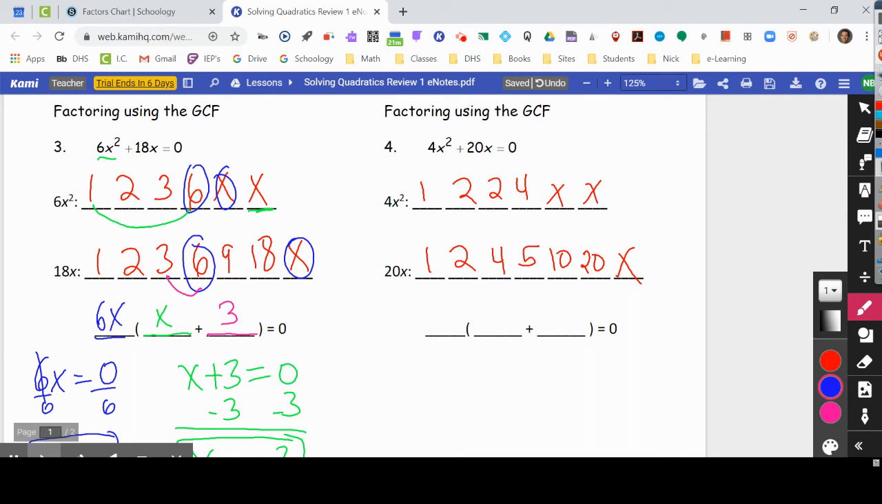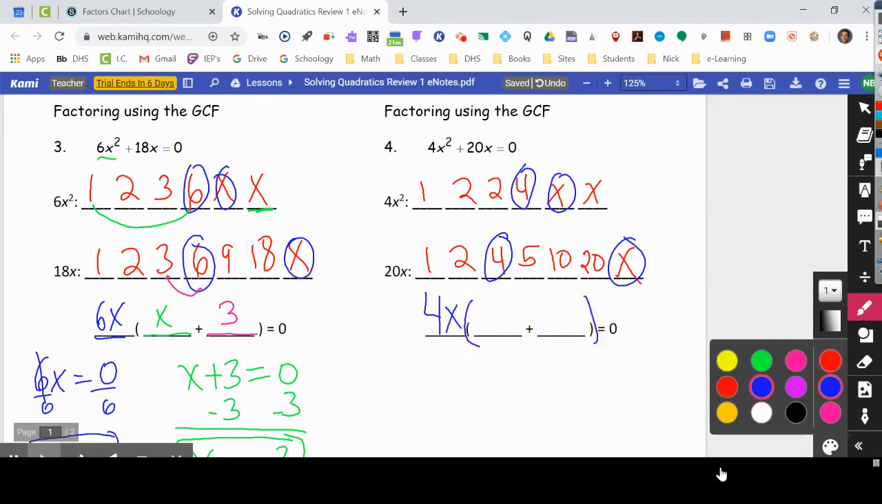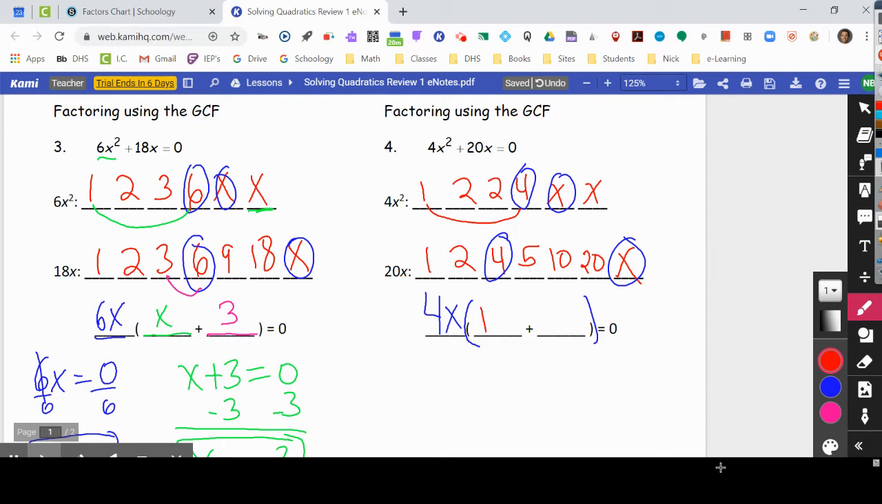Now I'm ready to find my GCF, or greatest common factor. It looks like there's a 4 in common, and it also looks like I have an x in common. So my GCF is going to be 4x. Now I'm ready to finish factoring this. So 4x times what gets me back to 4x squared? Well, 4 times 1 is 4, and I have this extra x, so I'm going to put that there. But since I have that 1x, I can simply write this as just x.